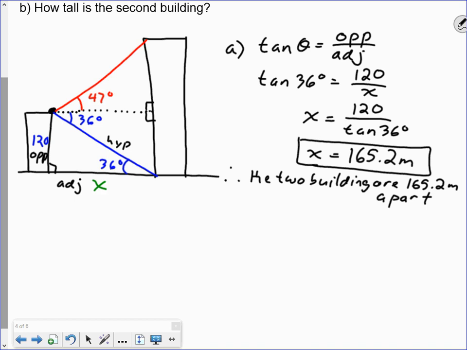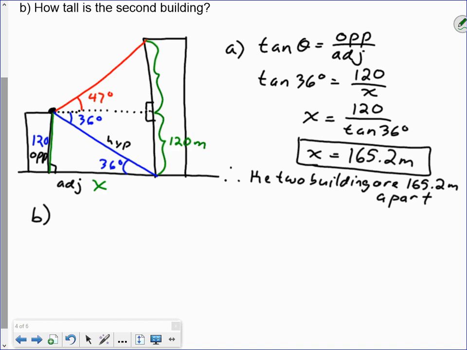All right, what are we doing in part B here? We're asked to find how tall is the second building. So to do this, we're going to have to do this in two stages here. We're going to have to sort of divide this building in half at this horizontal here. And we're going to have to figure out this distance here, and then add the two of them together. Our first distance we know is going to be 120 meters because that's what this height from here to here is over on the first building.